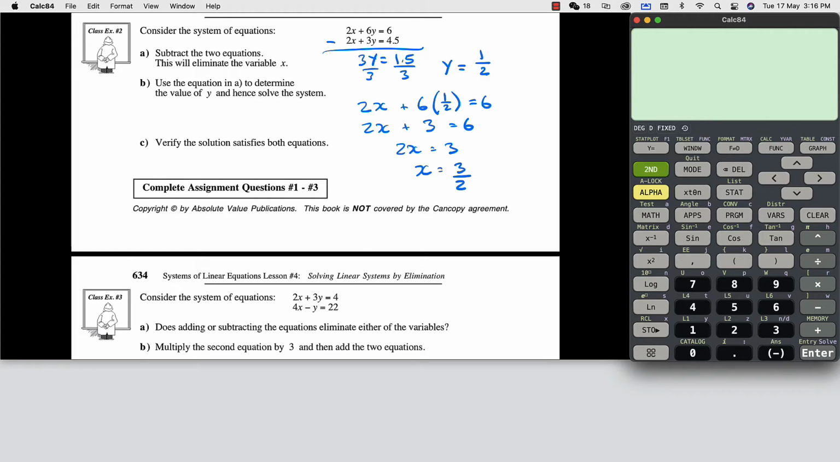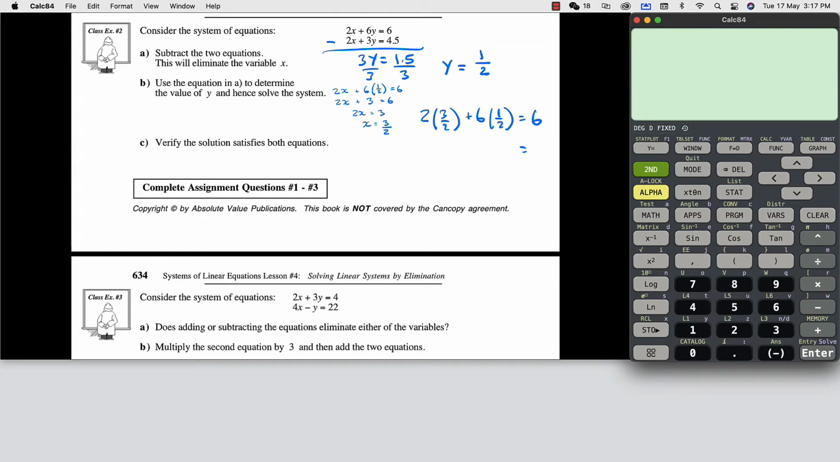Okay, and now that I know that y is 1/2 and x is 3 over 2, we can verify our work by substituting those values into the original equations. So I get 2 times x, which is 3 over 2, plus 6 times y, which is 1 over 2, and that should equal 6.